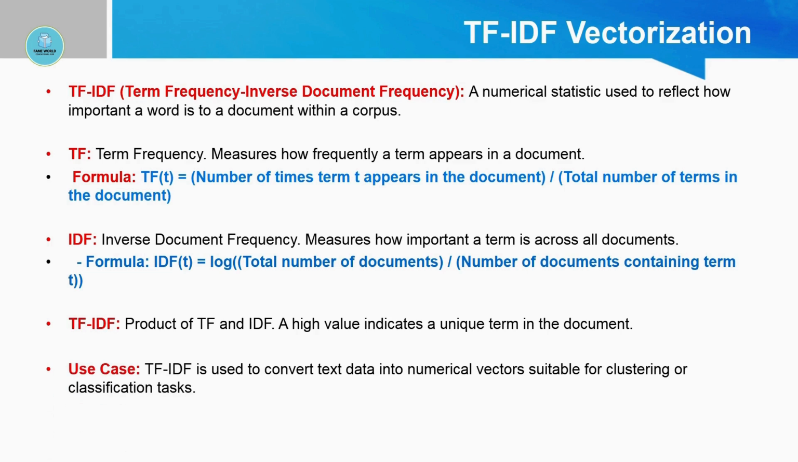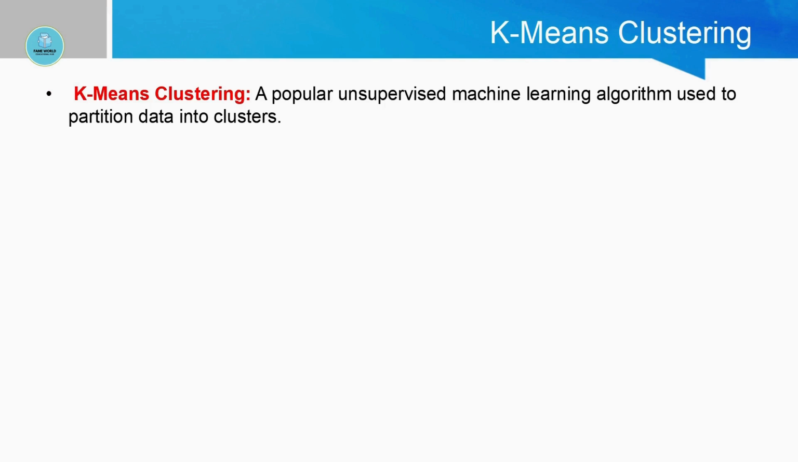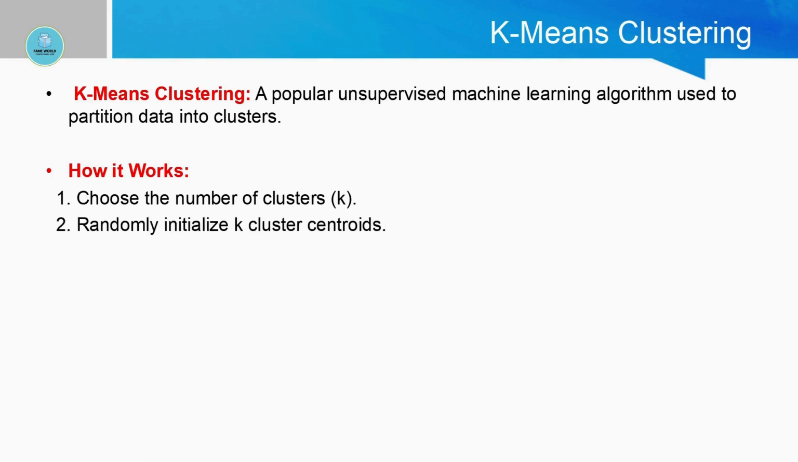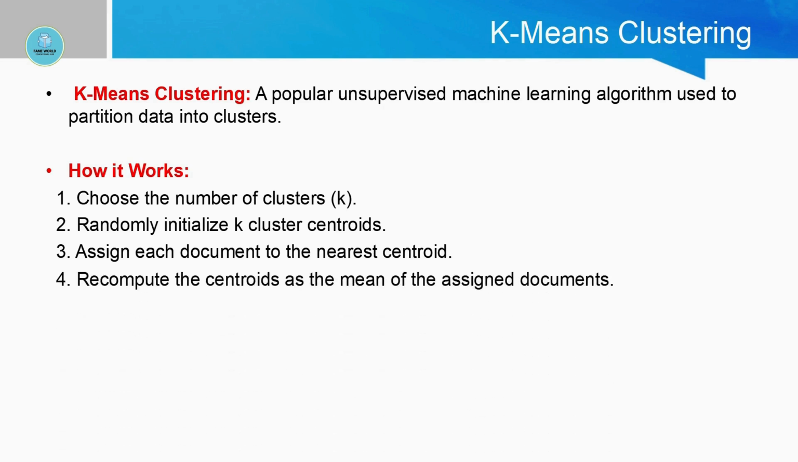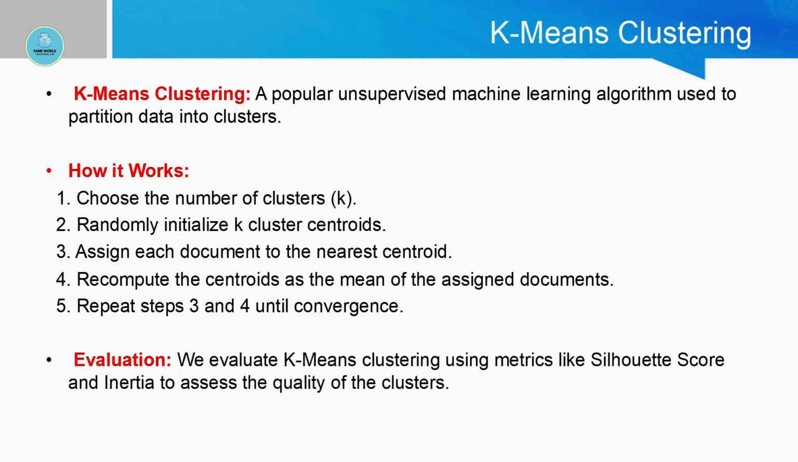K-means clustering is an unsupervised machine learning algorithm that groups similar data points together. It works as follows. Number 1. Choose the number of clusters K. Number 2. Randomly initialize K centroids, the center points of the clusters. Step 3. Assign each document to the nearest centroid. Step 4. Recompute the centroids as the mean of all documents assigned to that centroid. Step 5. Repeat steps 3 and 4 until convergence, that is, when centroids no longer change.